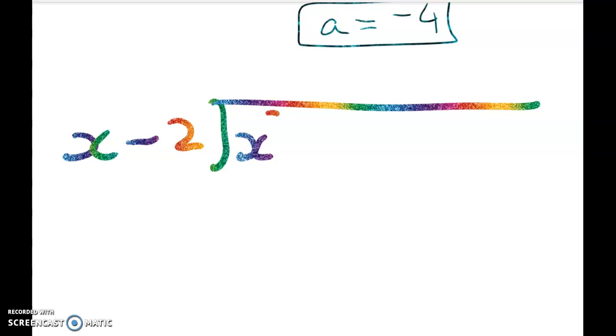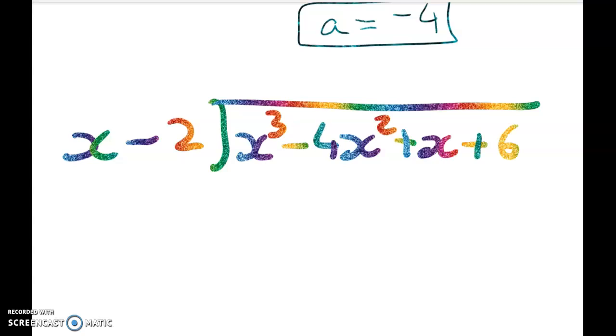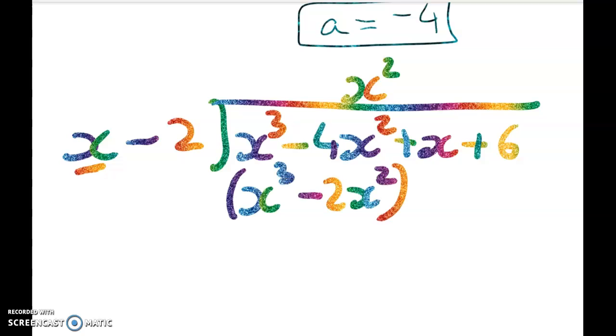Right, so we've got x cubed minus 4x squared plus x plus 6. We could use this to practice the new method that we've got today. So x times what will give me x cubed? Well, we've got x squared here. x cubed minus 2x squared.